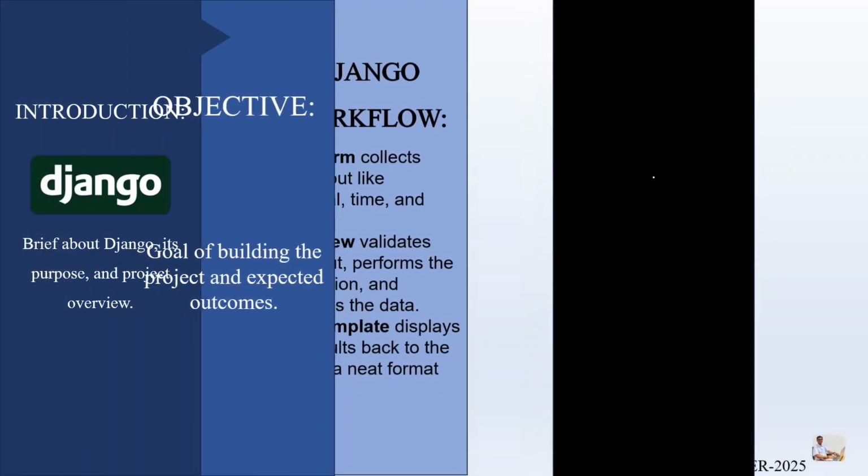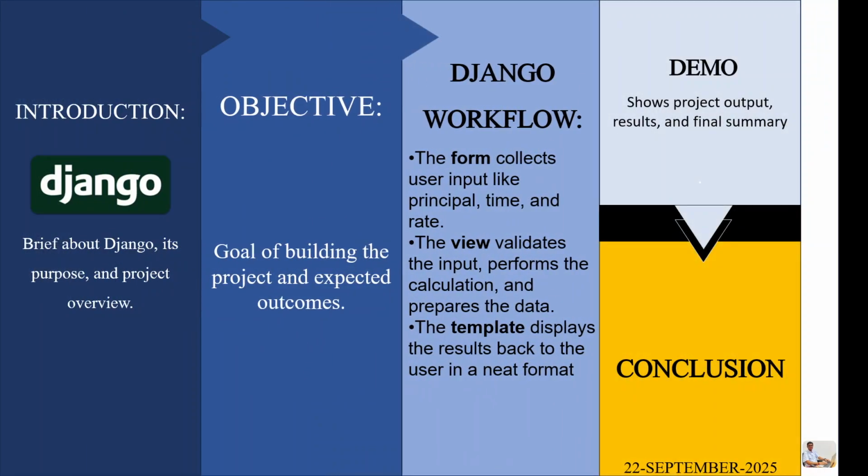Table of contents, as in what we will be learning in this session. So we have introduction, objective, Django workflow, demo, and the conclusion. In introduction, we'll be learning brief about Django, its purpose, and project overview. In objective, we learn the goal of building the project and expected outcomes. In Django workflow, we learn about form, view, and template. Under demo, we show the project output, results, and final summary, and then comes the conclusion.